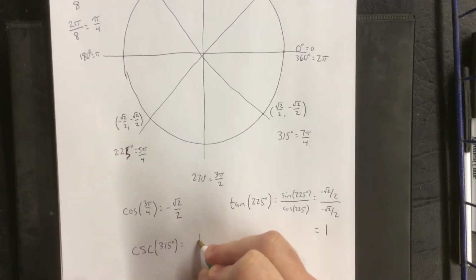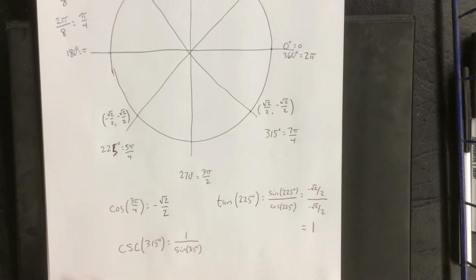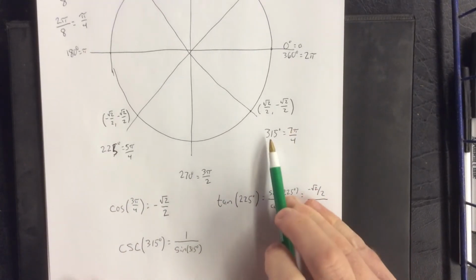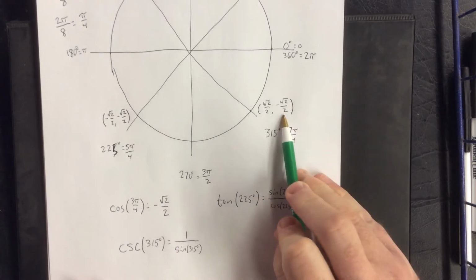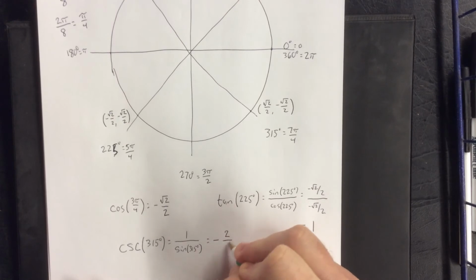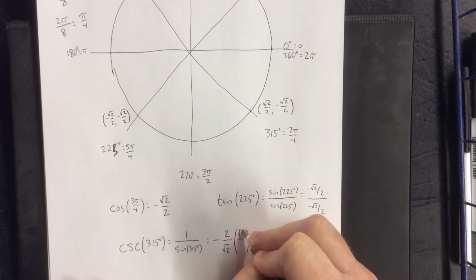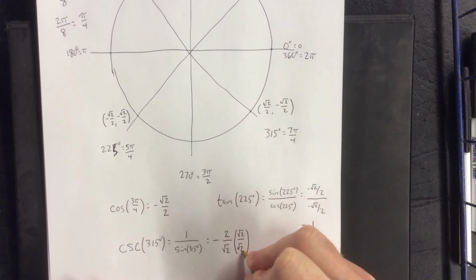This is supposed to be the reciprocal of the sine of 315 degrees. The reciprocal of the sine, we would be taking at a 315 degree angle. The sine would be the y-coordinate. So we would be looking at negative 2 over the square root of 2. I'm going to rationalize this denominator to explain why this is equal to what it is.